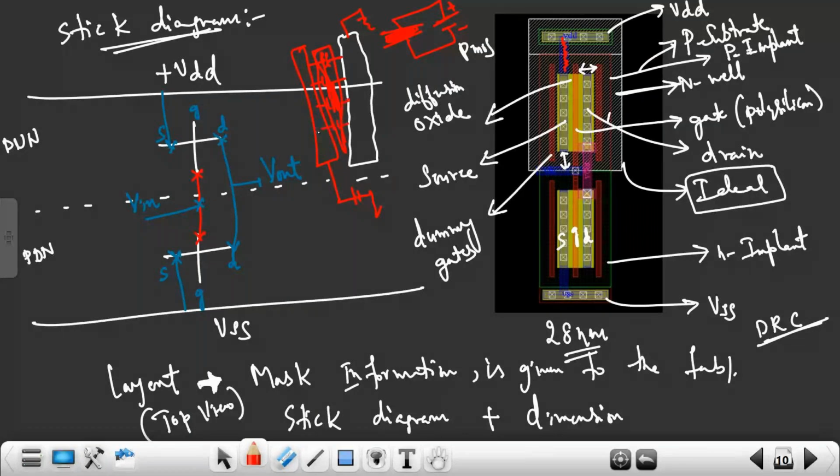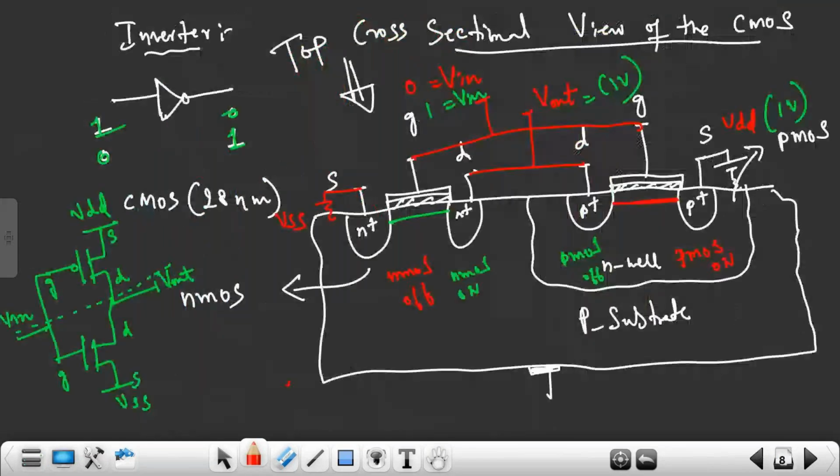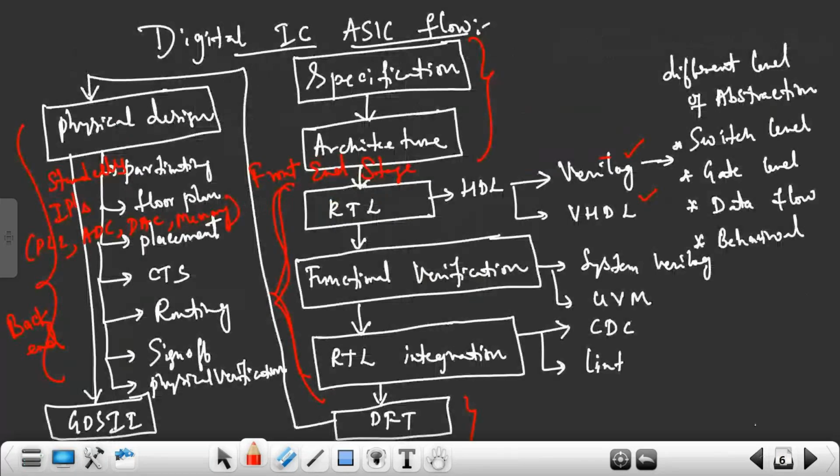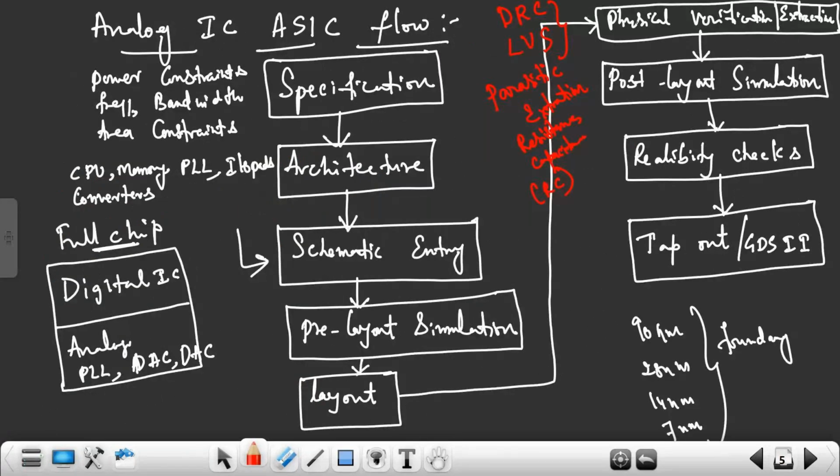Correct. So we should extract how much capacitance is forming, how much resistance is forming. That we call what? Parasitic extraction. So we'll do parasitic extraction, like RC extraction. Then we'll understand how this RC will affect the schematic. It means the result of your schematic should be matching with the what? Post layout simulation.